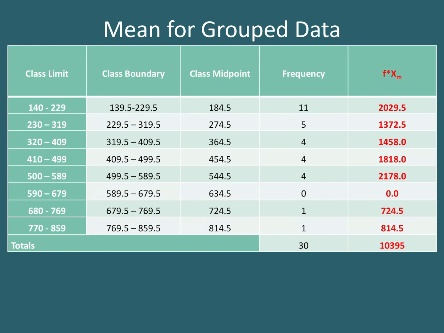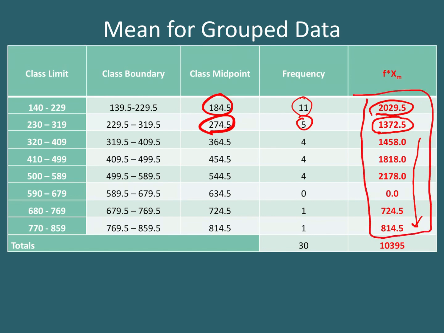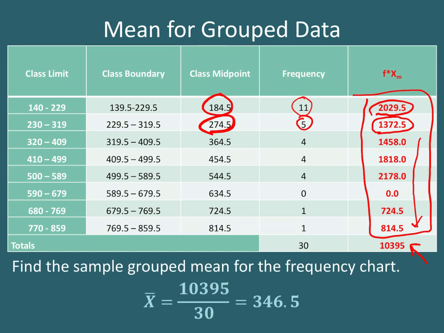Let's calculate the mean for group data. First, we take the frequency and multiply it by class midpoint. In the first row, we can see we get 2029.5. 5 times 274.5 gives us 1,372.5. And on down the list we go. Adding up every single one of these values here gives us 10,395. So to calculate the mean for group data, we go ahead and take that total, 10,395, divided by 30, the number of coaches in this case, and we get 346.5.